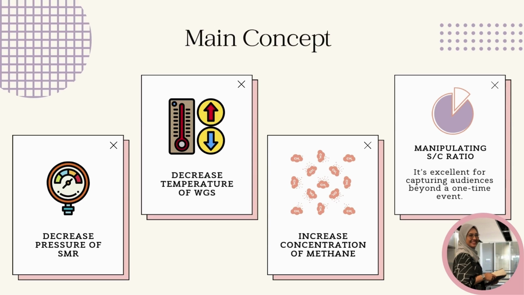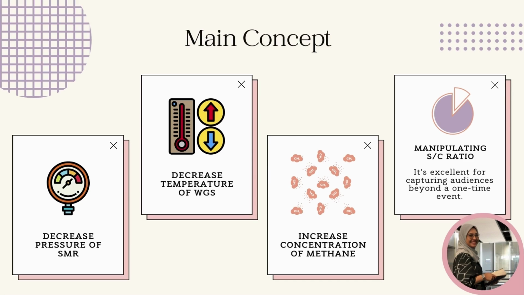The next strategy is to decrease the temperature of WGS. Since the reaction in WGS is exothermic, decreasing the temperature of the reactor will make the equilibrium shift towards the product side in order to increase the temperature back to its original state. Thus, hydrogen production will increase. However, the lowest temperature of the reactor must be 200 degrees Celsius.